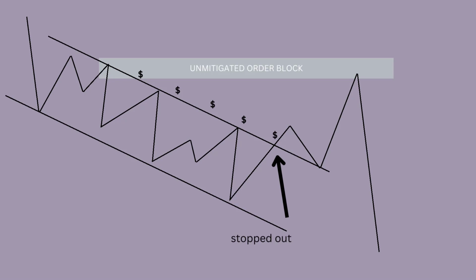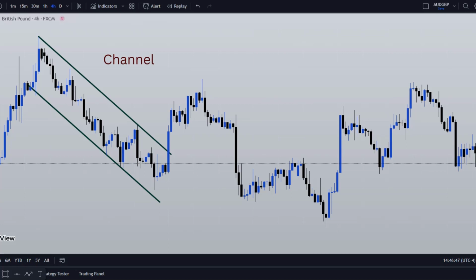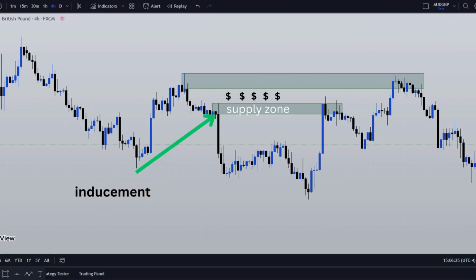Now let's see an example from charts. Here is a real example where the price is trending in the channel. The price then moves out of the channel and sweeps liquidity that had been accumulated above the channel before it proceeds downside. In another example, we have this supply zone that I consider to be an inducement zone because of the liquidity resting above this zone.